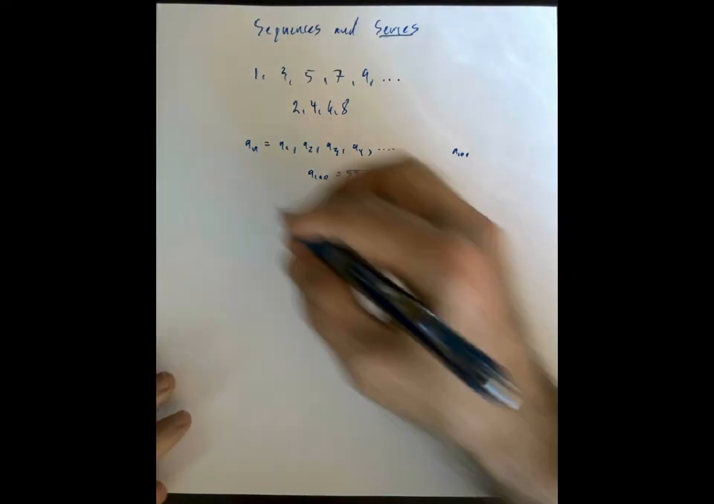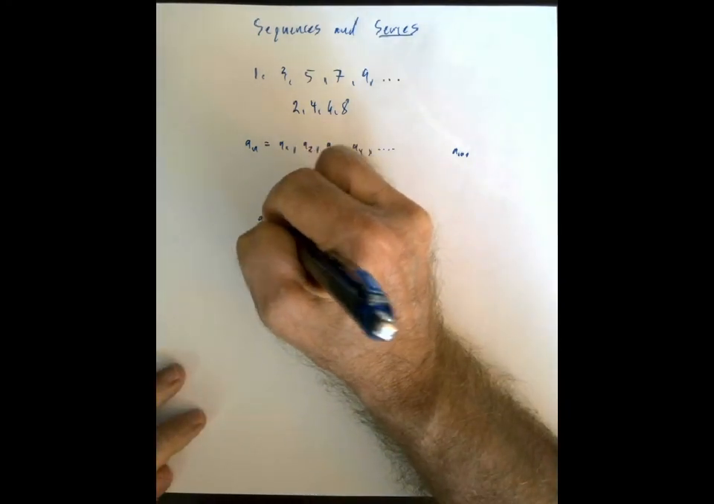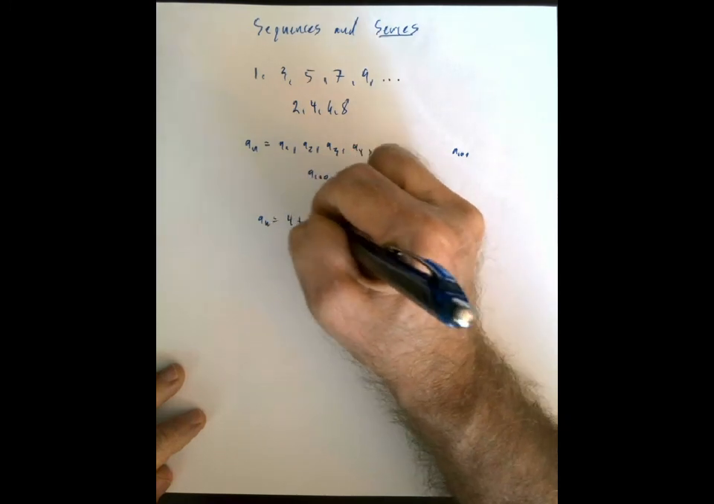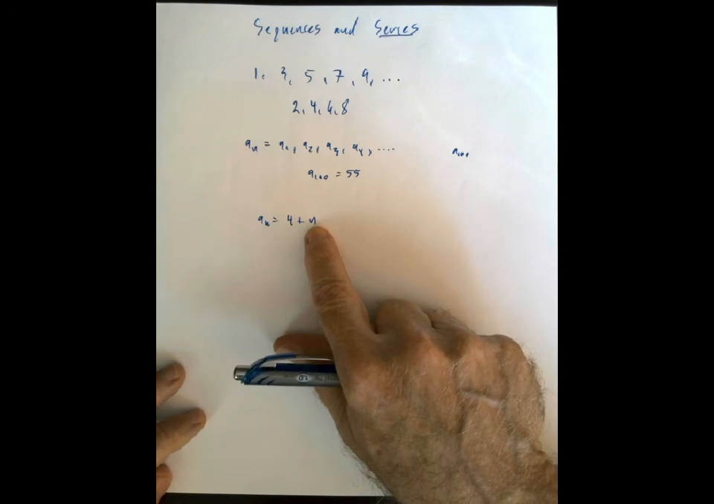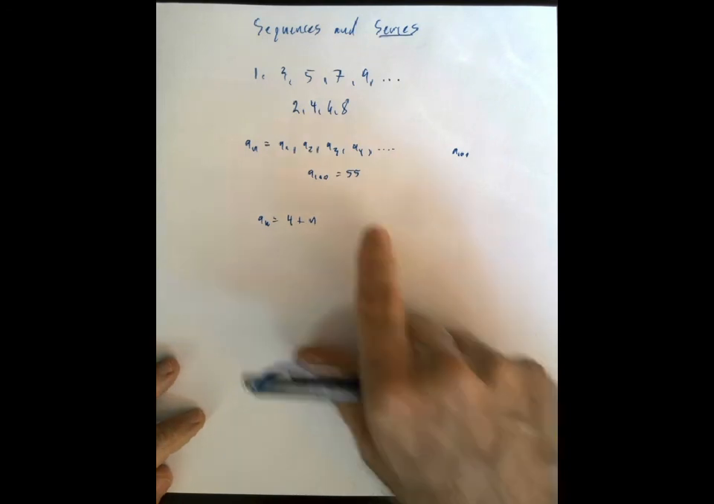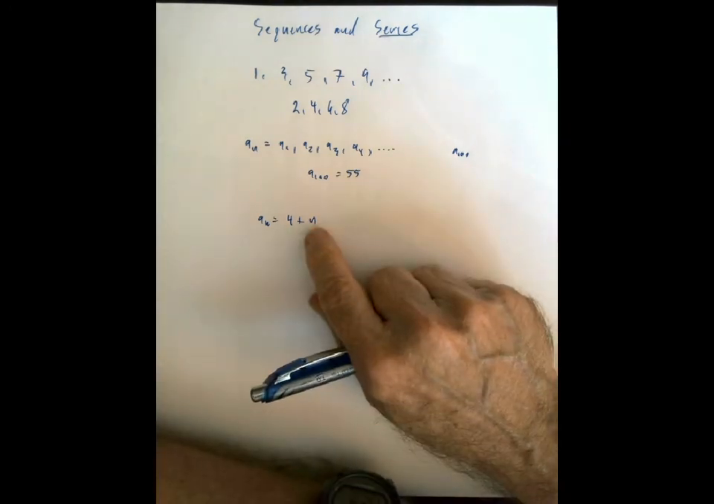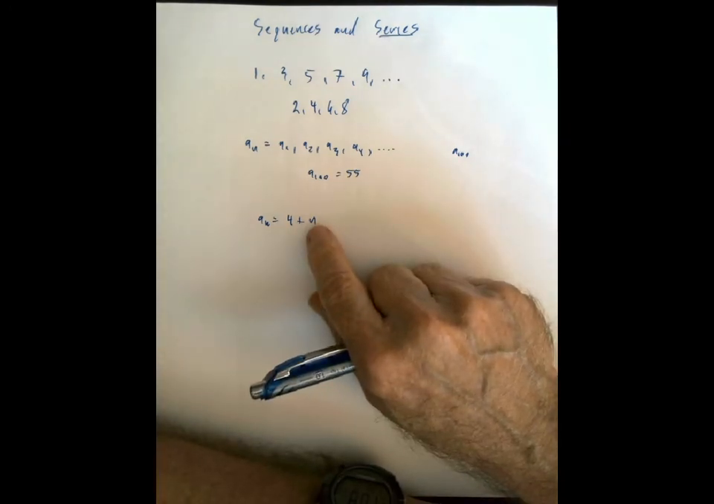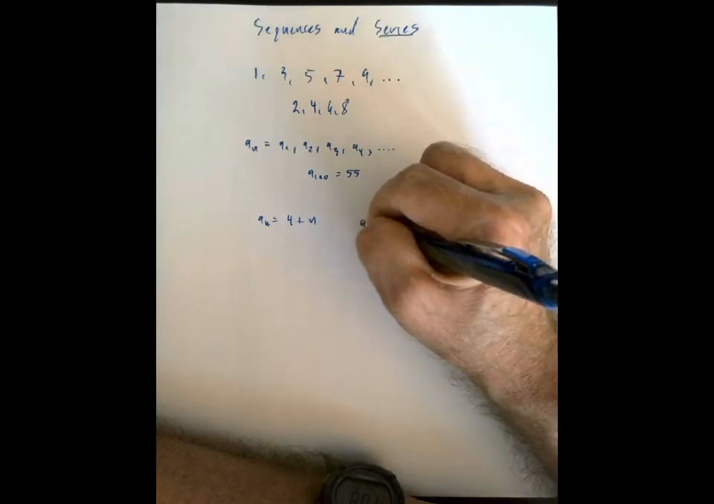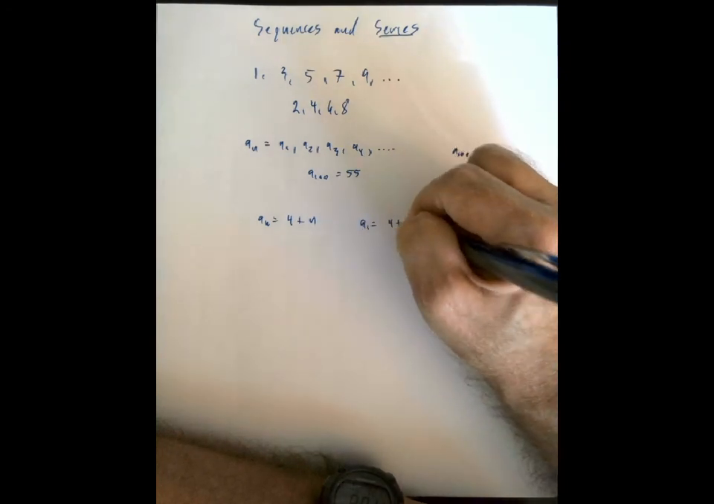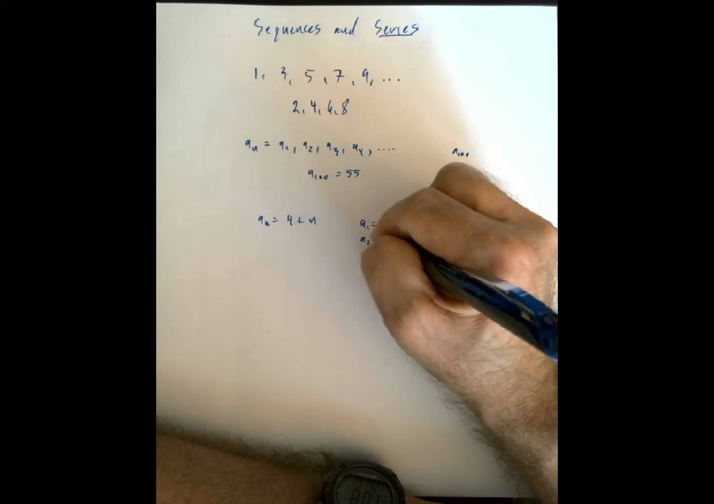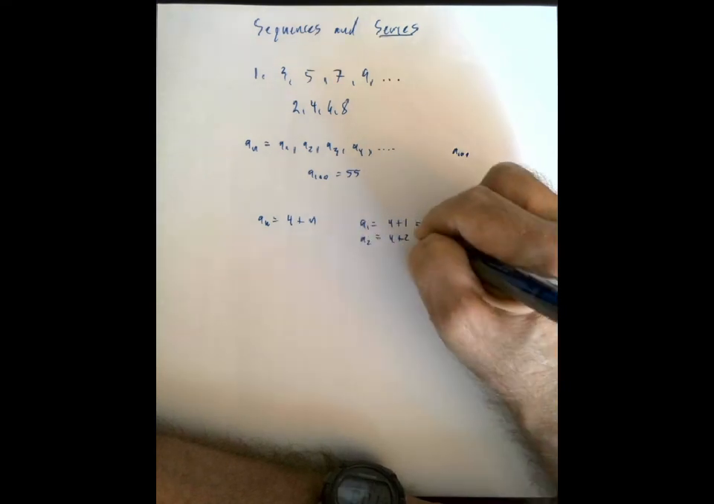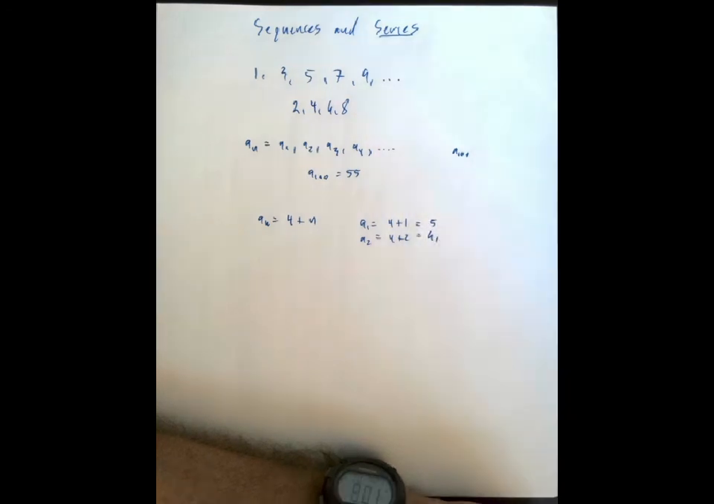Something like this, for example: a sub n equals 4 plus n, where n, remember, is the term position: first term, second term, third term, fourth term. This would designate any value in the sequence. For example, the first term, a sub 1, is 4 plus 1, which is 5. So this would be a sequence with 5 as the first term. A sub 2 would be 4 plus 2, which is 6, and so on.